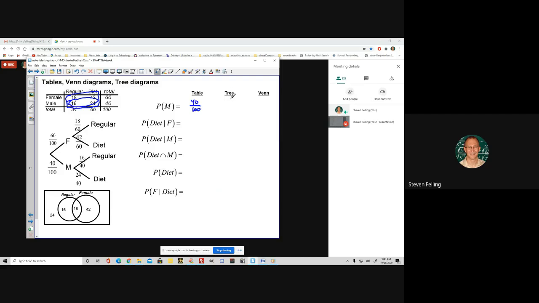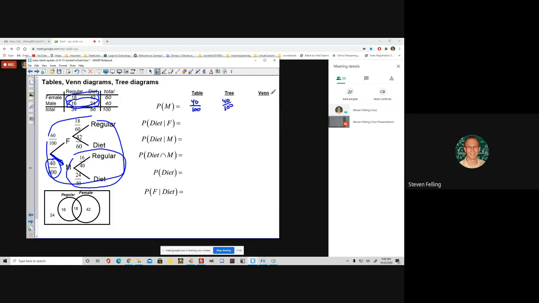If I had a tree diagram, how would I find the probability of male? Well, the probability of male is just that they take this first branch. Everything after this point is this out of this whole thing. So the probability of getting to here out of the whole tree is just the probability that we take that first branch. So right on the tree, it's got the answer.